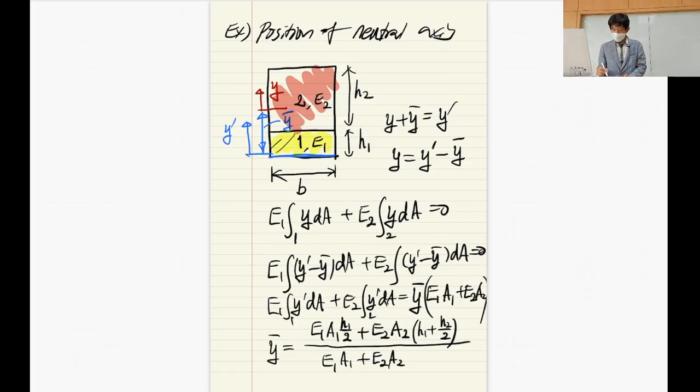If you divide, for example, E1 from the numerator and denominator, this is very instructive. Let's divide this, cancel, and then we have E2 divided by E1. The ratio of elastic modulus: sometimes instead of using the elastic moduli as is, we use this modular ratio. This E2 divided by E1 is called the modular ratio.